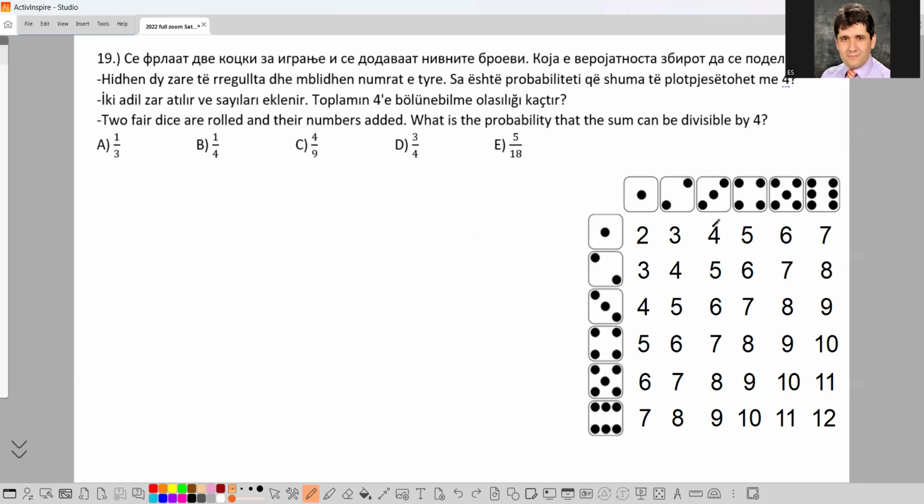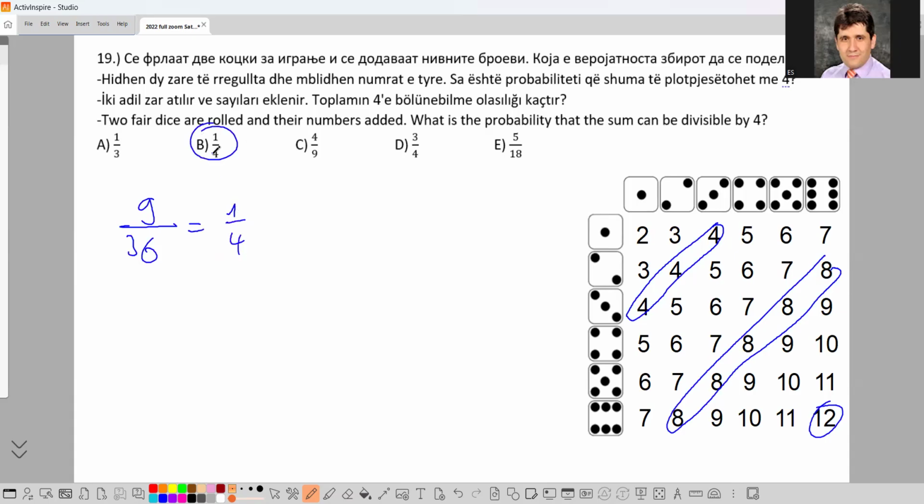So which numbers are divisible by 4? 4 is divisible by 4. 8 is divisible by 4. And 12. So how many options are divisible by 4? 1, 2, 3, 4, 5, 6, 7, 8, 9. 9 options out of 36. Simplify by 9, what's left? 1 over 4. So there is a 1 in 4 chance that the sum will be divisible by 4.